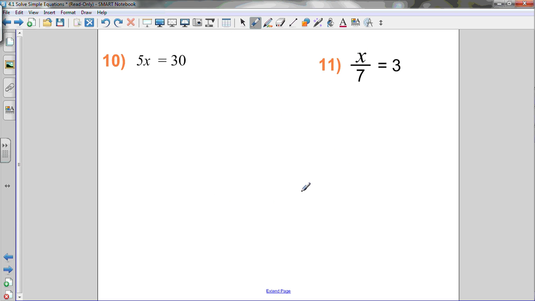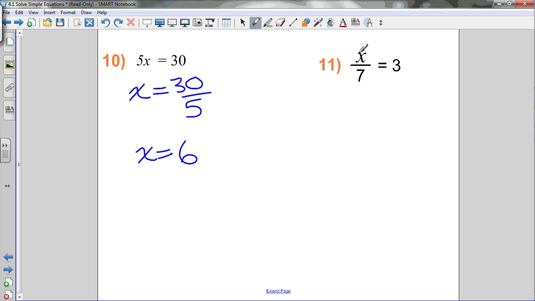Okay, number 10. So I have 5 times x equals 30. I want x by itself. So what I need to do is I need to move this 5 to the other side of the equation by doing the opposite operation of what is happening over here. So I'm multiplying x by 5. The opposite of multiplying x by 5 is dividing it by 5. So to move this 5 to the other side, I must divide by 5. So I have 30 divided by 5. 30 divided by 5 is 6. So x equals 6 is the answer to this equation. And 5 times 6 is 30. So the left side equals the right side.